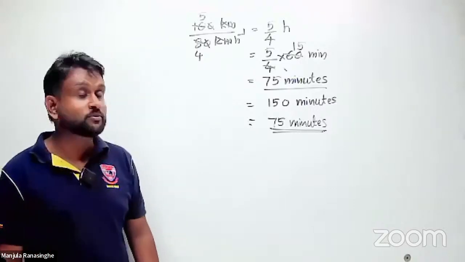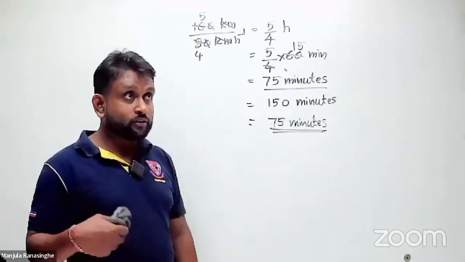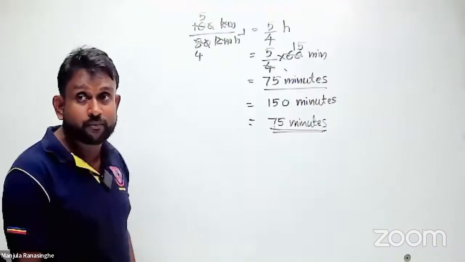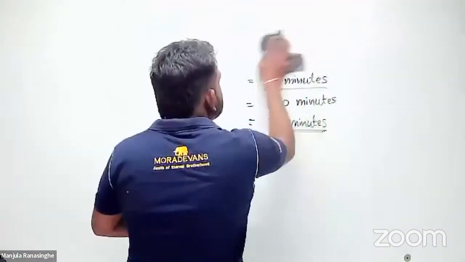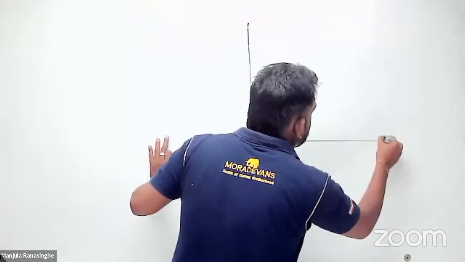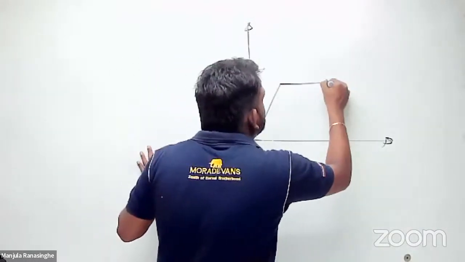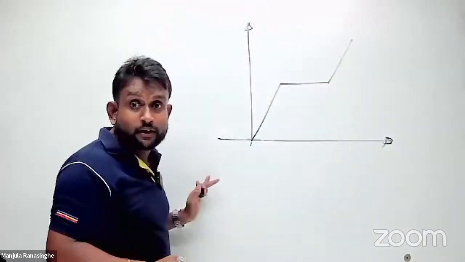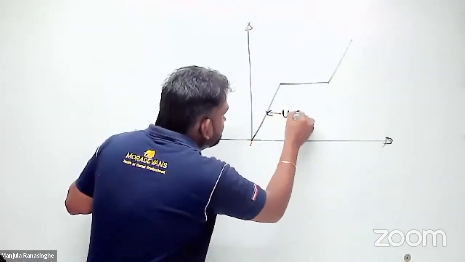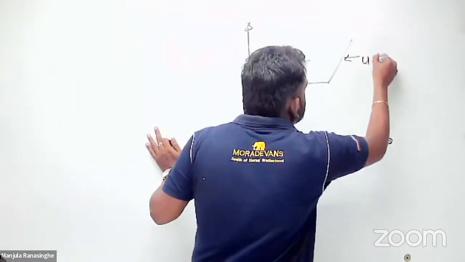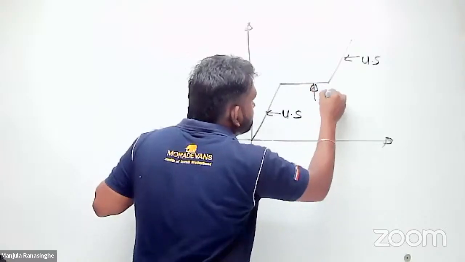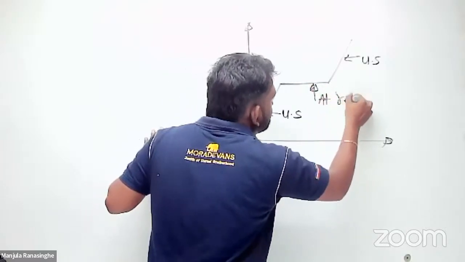Most probably sometimes we have seen, but on O level also we have seen distance time graph. So what you need to remember for the distance time graph is the graph nature, right? When you draw a graph of distance time, there may be 3 parts only, right? This is uniform speed. This is uniform speed. This is at rest, no motion.